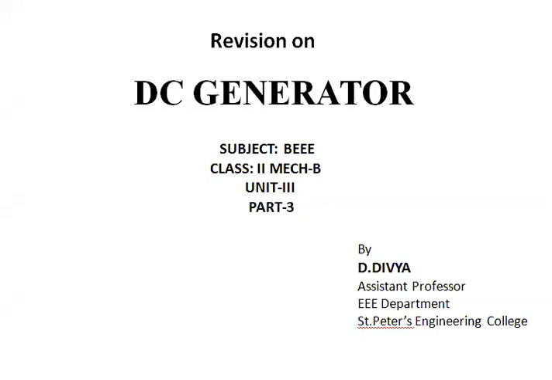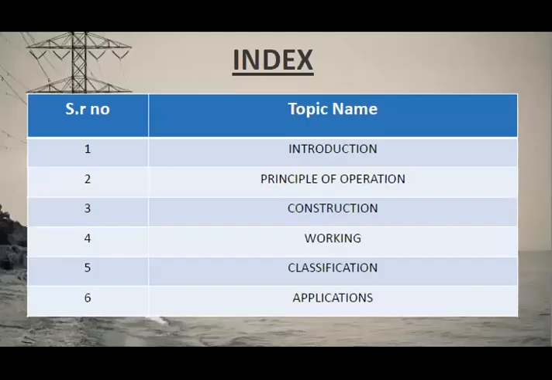So today in this session, I want to discuss DC generator under the subject Basic Electrical and Electronics Engineering, Unit number 3. Mainly today we will discuss what is meant by DC generator, principle of operation, construction, working, classification, and applications.